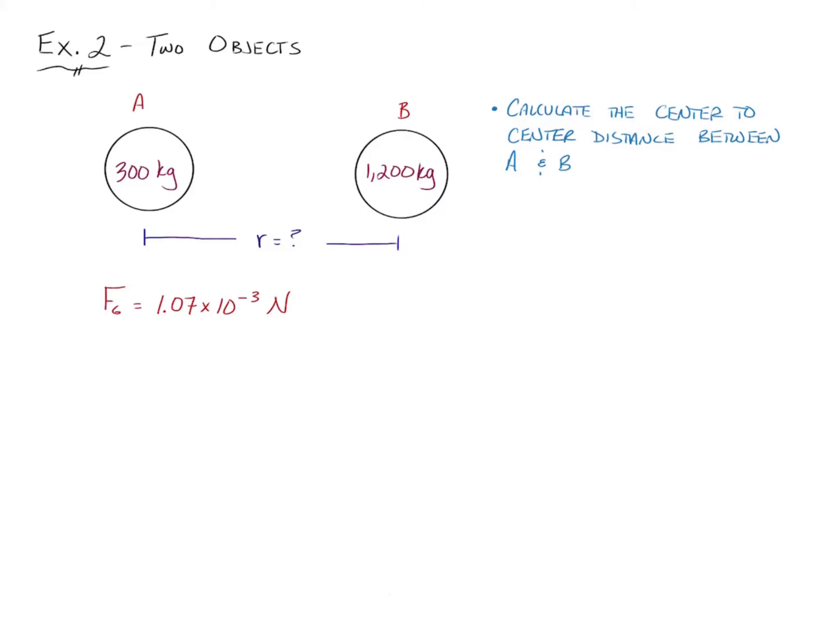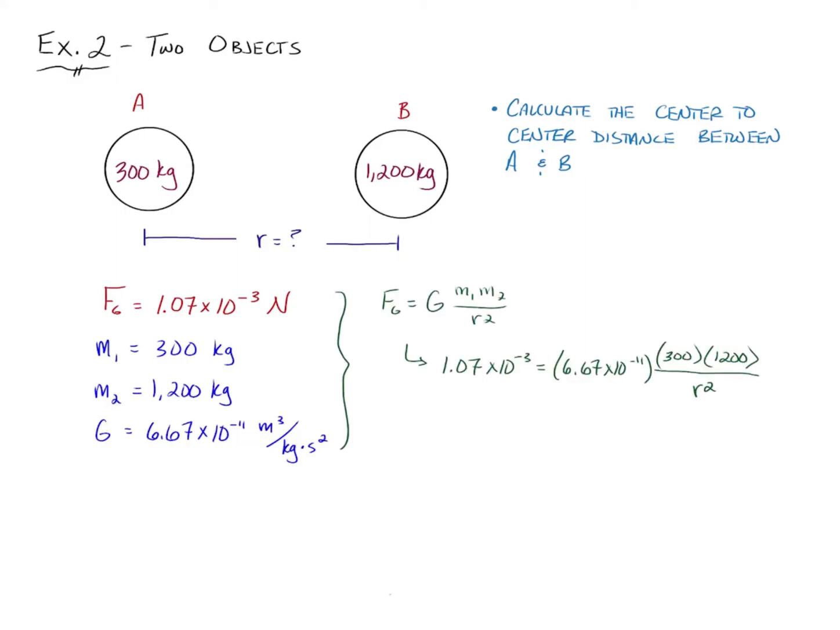So much like we do in our typical problem-solving methods, we're going to list everything that's known. So we're given the gravitational force. The masses are 300 and 1,200 kilograms respectively, and as always, the gravitational constant is 6.67 times 10 to the negative 11th. I can quite simply plug that into our universal gravitation law, plugging in the force on the left side, plugging in what's known on the right, and then we just have to very carefully solve for r algebraically.